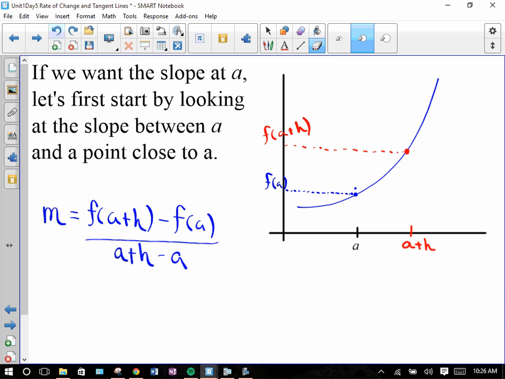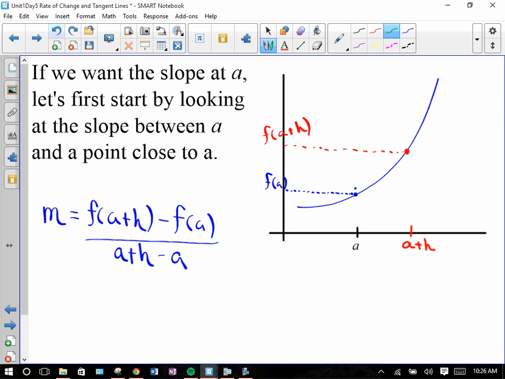We don't want to find the average rate of change. We want to find an instantaneous rate of change right here, which means that we don't want this point to be H units away from here. If we wanted to figure out the instantaneous rate of change, what distance would we need A plus H to be away from A? What would H need to be?